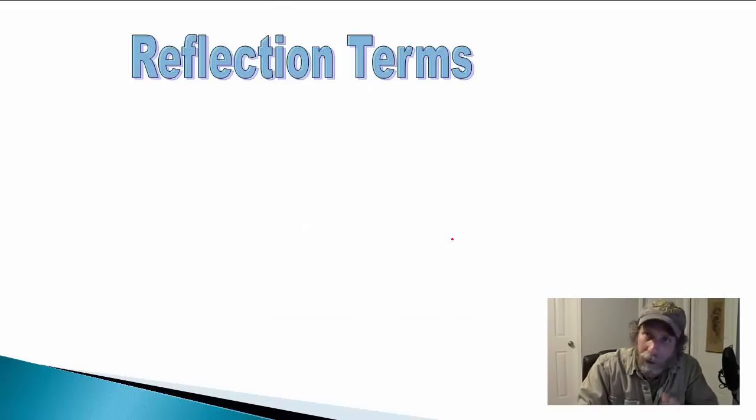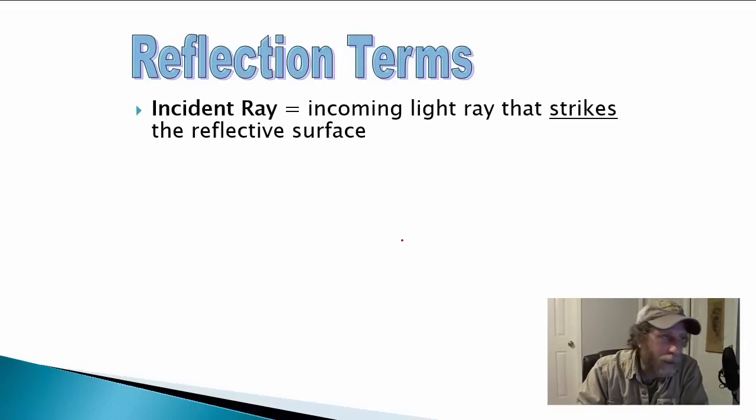Let's move on. Reflection terms. You need to get these. So, let's just go over a few of these definitions to get them down now. The incident ray is the incoming light ray, incident incoming, all right? The incoming light ray that strikes the reflective surface.